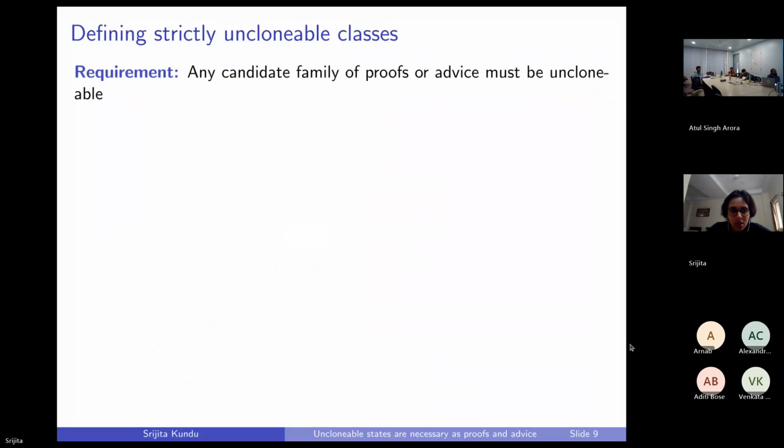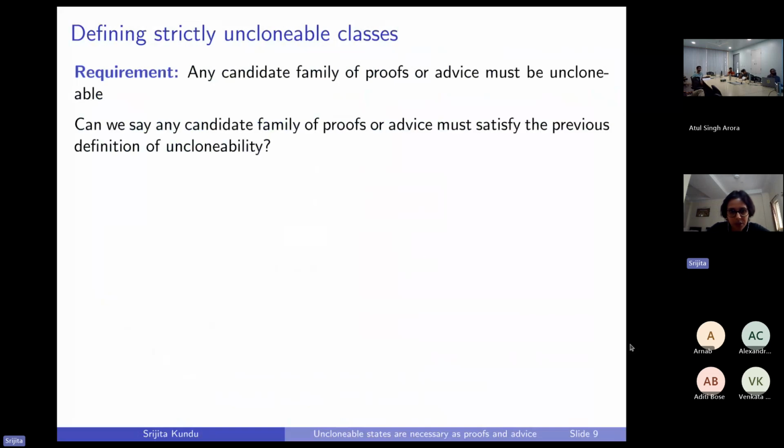Okay, so now we'll define the classes which only have unclonable quantum proofs or advice. We'll call these strictly unclonable classes. So the requirement is that any candidate family of proofs or advice for these classes must be unclonable. Now, can we say that any candidate family of proofs and advice must satisfy the definition of unclonability from the previous slides? Like for any candidate family of proofs or advice, the cloner cannot distribute it between two different verifiers B and C.